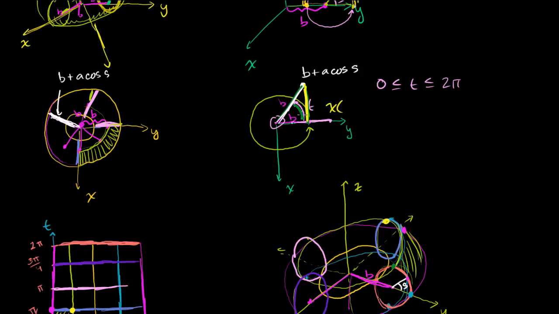x as a function of s and t is going to be equal to the sine of t, t is our angle right there, times this radius, times b plus a cosine of s. Because remember, how far we are depends on how much around the circle we are, right? When we're over here, we're much further away. Here, we're exactly b away if you're looking only on the xy plane. And then over here, we're b minus a away if we're on the xy plane. So that's x as a function of s and t.